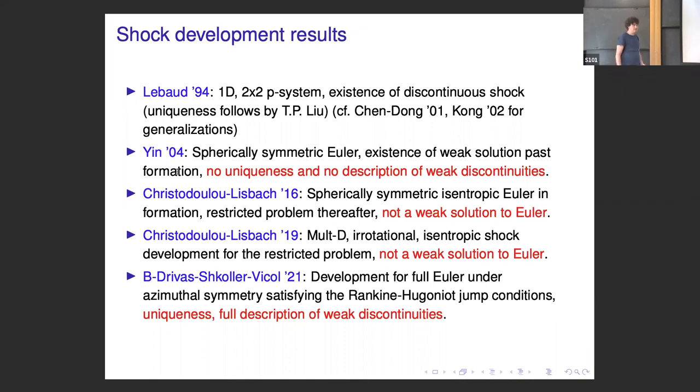to all the equations. And so in this result with Theo, Stephen, and Vlad, we developed the full Euler equations under azimuthal symmetry, satisfying the Rankine-Hugoniot jump conditions, and we obtained uniqueness, and we have a full description of the shock and also the weak discontinuities for the first time.